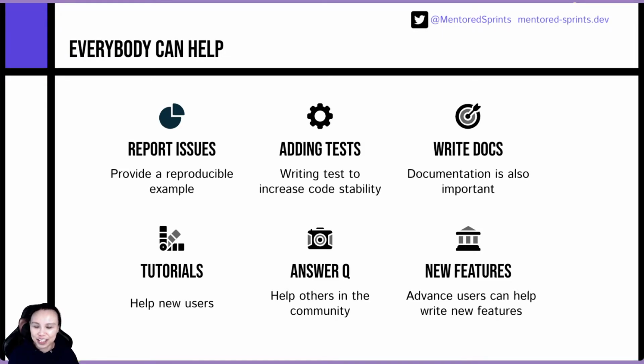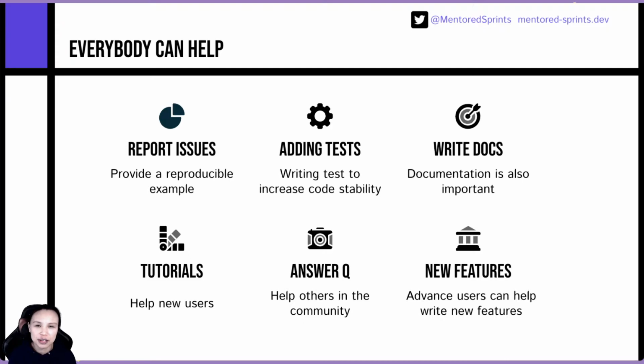Everybody can do something. For example, if you found a bug, you can report the bug, right? You can report an issue. Most of the time, the maintainer will ask you to provide a reproducible example. Usually, it's a smaller one, instead of the grand project where you maybe found it. Of course, you don't want to show everything to other people because they may not care about everything in your project.